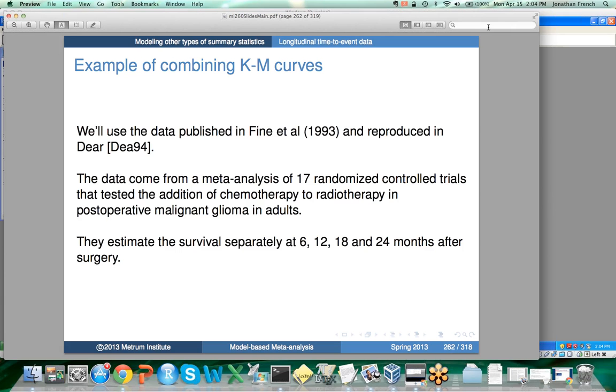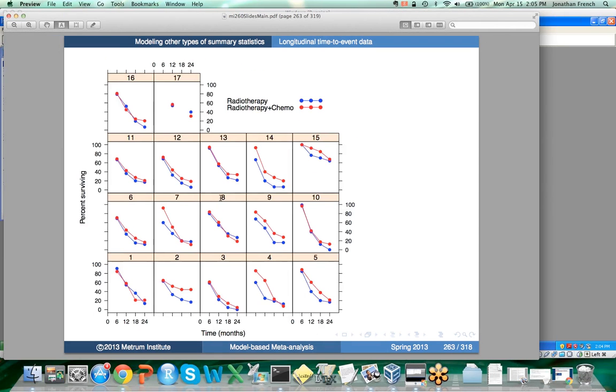And so the first example that we worked on was using some data that was published in a paper by Deer that had these 17 randomized controlled trials to test the effect of adding chemotherapy to radiotherapy in postoperative malignant glioma. And this was the data where we were able to see that the red lines here were the chemo plus radiotherapy treatment arms, and the blue dots were the radiotherapy treatment arms alone. And there seemed to be some modest benefit, at least in some studies, of adding chemotherapy to radiotherapy, but it wasn't clear how large that benefit is.